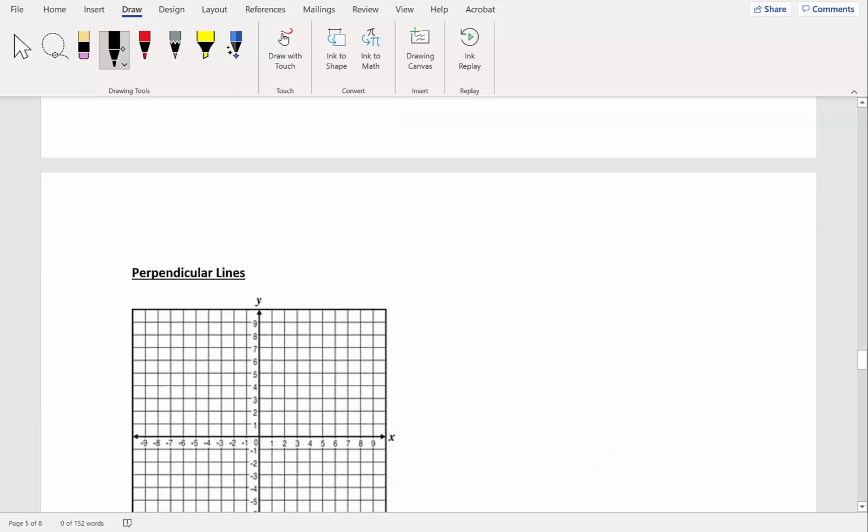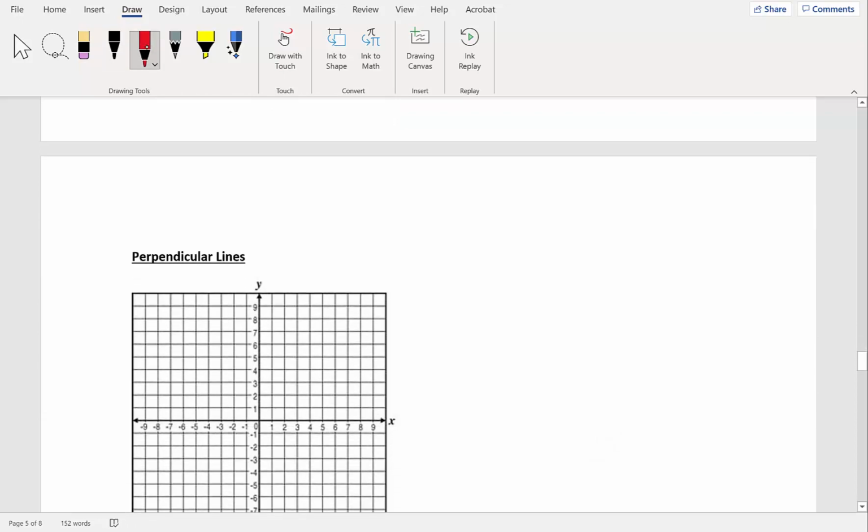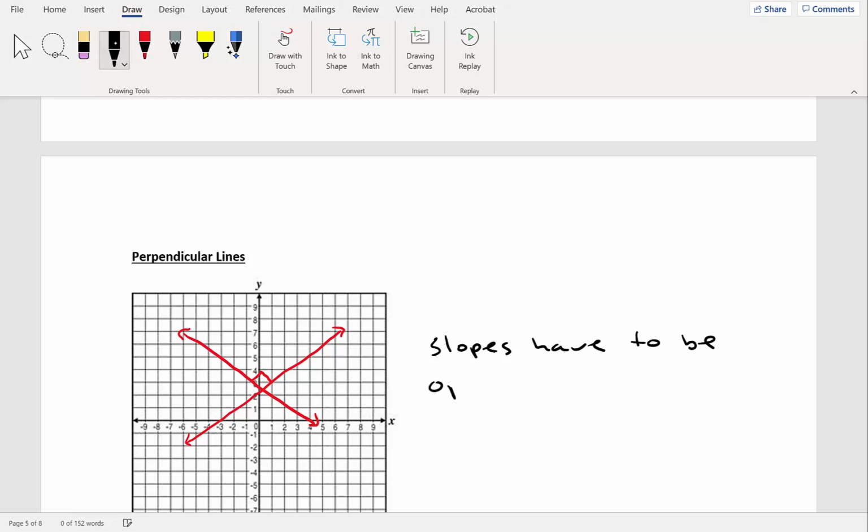Now, perpendicular lines are two lines that intersect at a 90-degree angle. So the angle that they intersect at has to be 90 degrees. Now, in order for two lines to intersect at a 90-degree angle, their slopes have to be opposite reciprocals of each other.